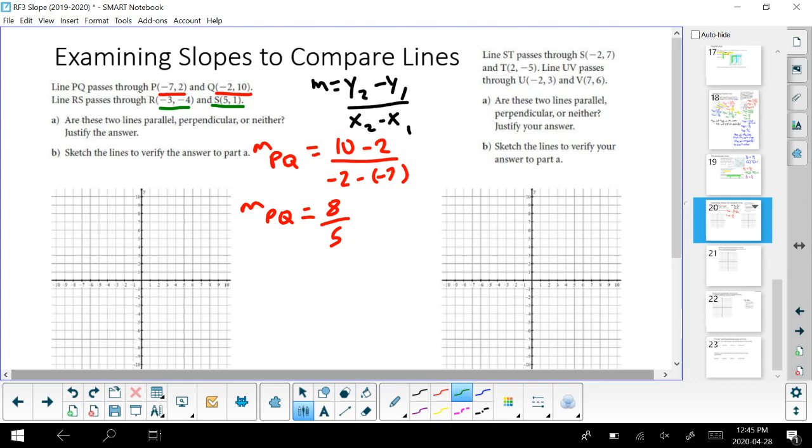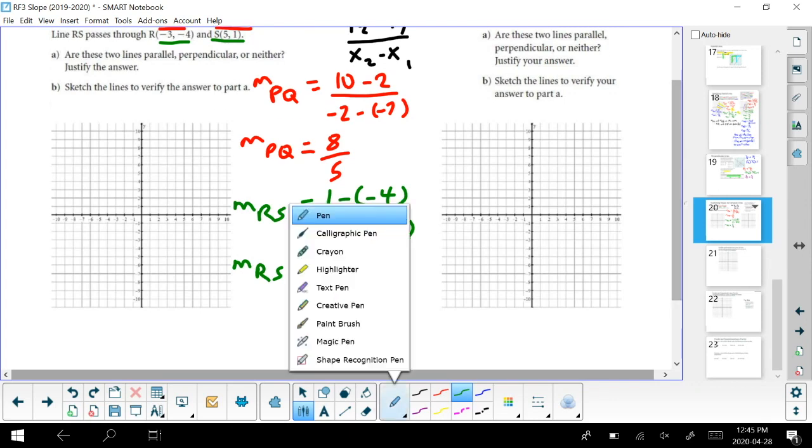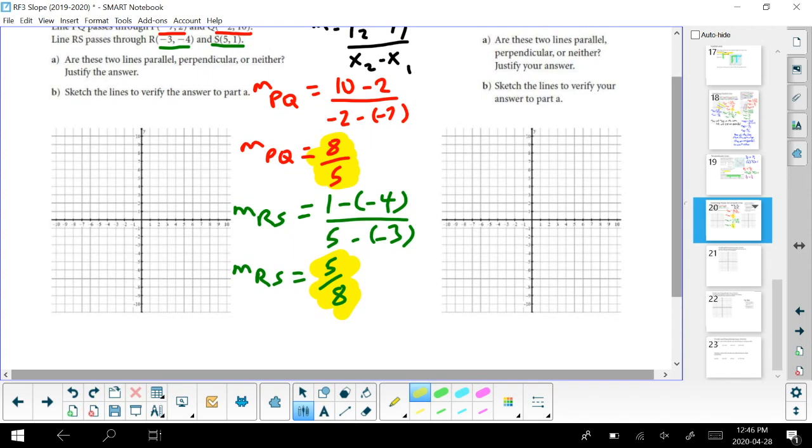Then taking a look at line RS, we substitute in our values: 1 minus a negative 4 over 5 minus a negative 3. We'll get the slope of RS is equal to 5 over a positive 8. So we've got our two slopes here, and we need to come up with some sort of analysis. We've got 8 over 5 and 5 over 8. Now what these two slopes show us is that their slopes are reciprocals. Not negative reciprocals, just reciprocals. Their slopes are also not the same, so we know for a fact that these are not parallel.